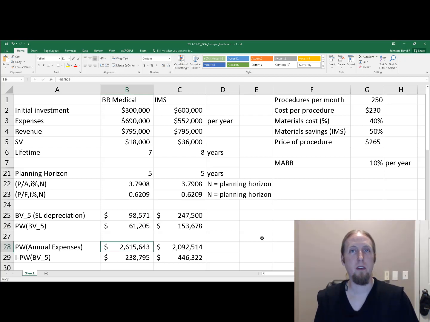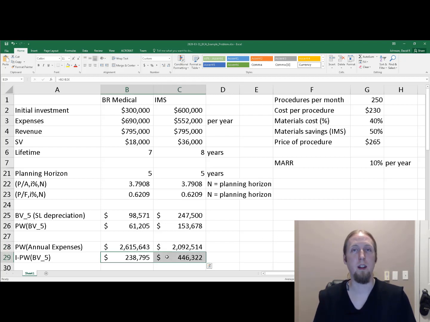We said that the benefits are going to be the reduction in annual expenses that we can achieve by using the IMS device. To calculate that and put it in present worth terms, we're going to take the annual expenses for each device, multiply it by a P given A factor, and then take the difference.